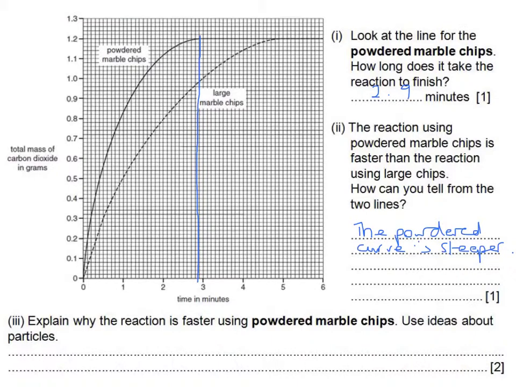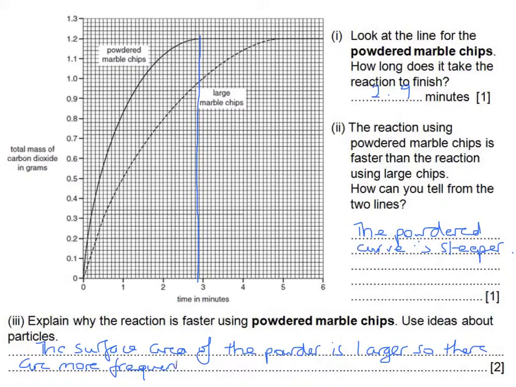And explain why the reaction is faster using powdered marble chips. Use ideas about particles. I would say here that the surface area of the powder is larger, so there are more frequent successful collisions.